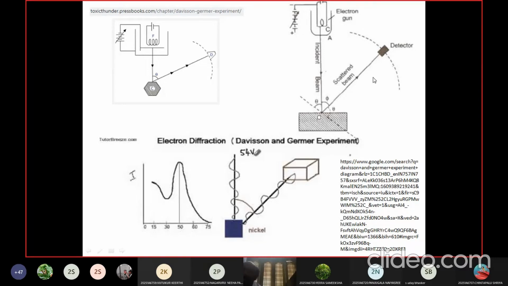Now, I'll go to the right side figure. You see this horizontal line over here, to which the incident beam is perpendicular. That is not your crystal plane. That's only the physical surface that you see.